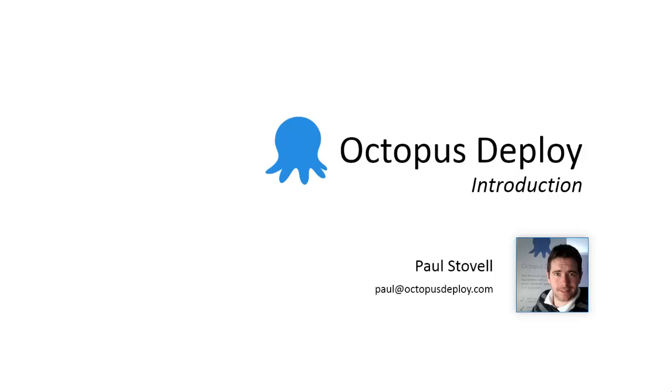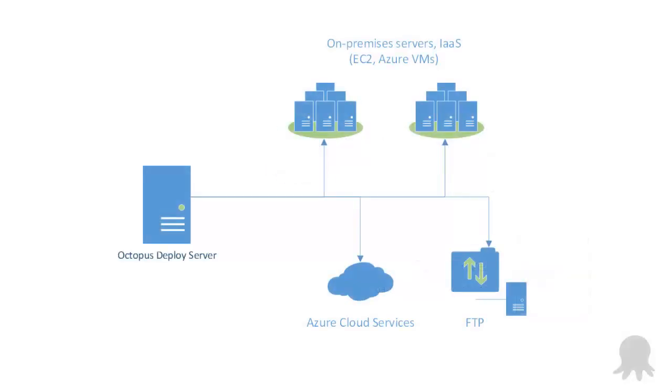In this video series I'll be guiding you through the process of automating your .NET application deployments with Octopus Deploy. Let's start by taking a look at what Octopus Deploy does. Octopus Deploy is a software package that you download and install on one of your servers, just like you would install SQL Server or Team Foundation Server.